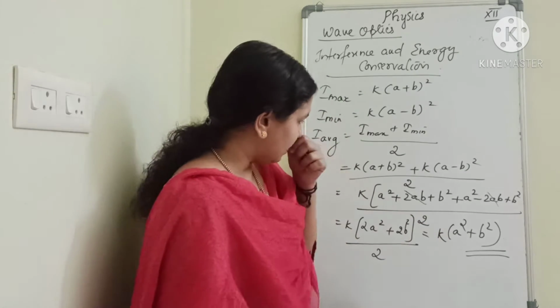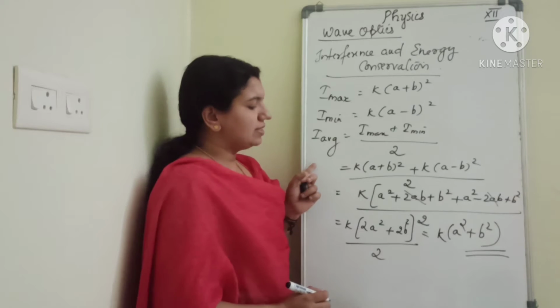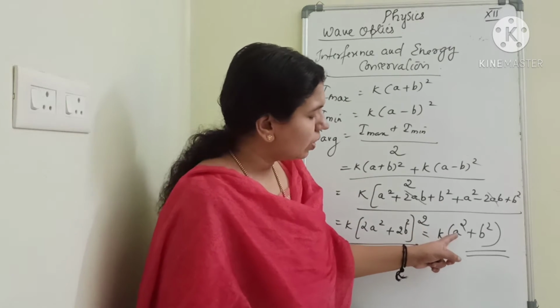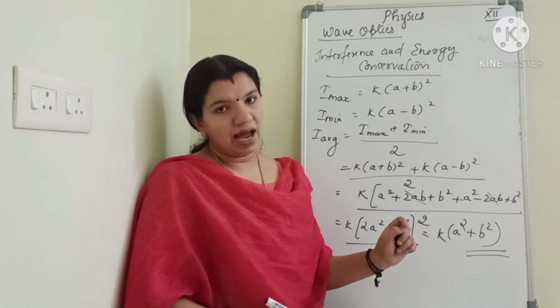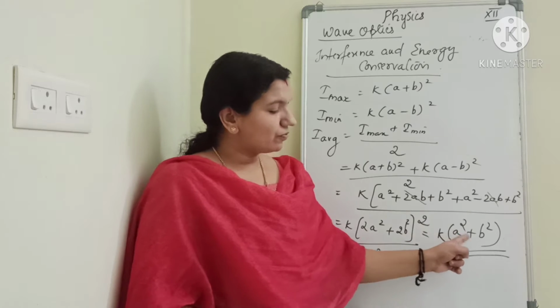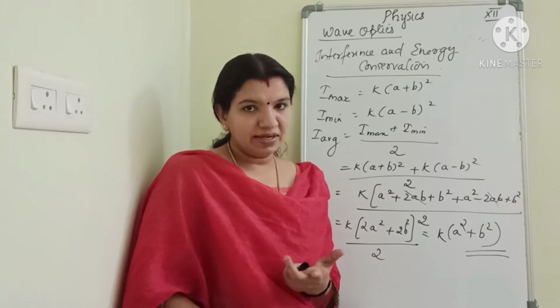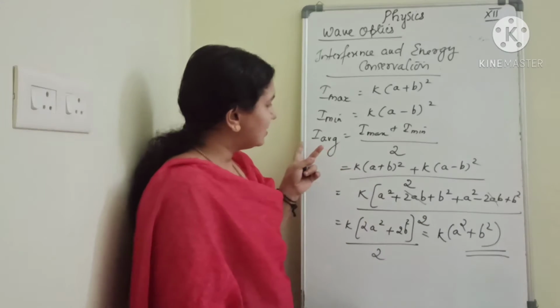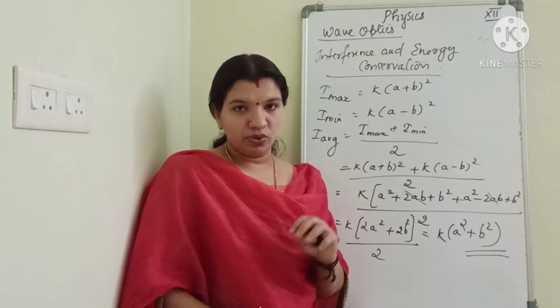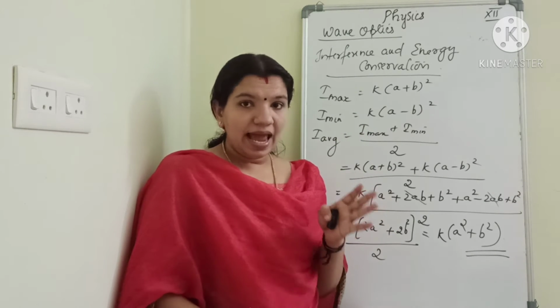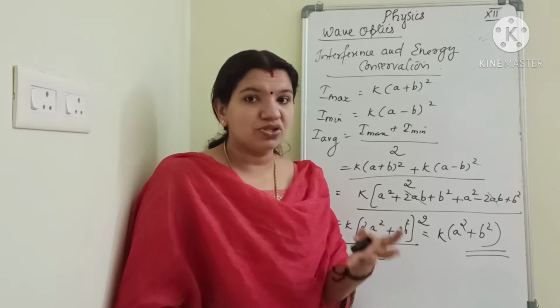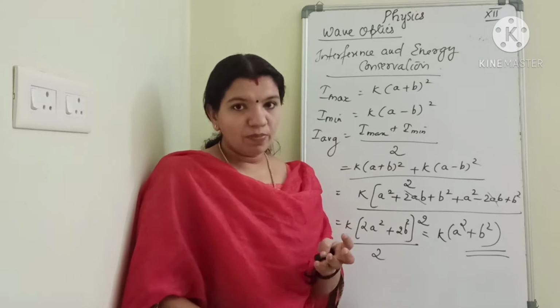So what does it mean? That is, the average intensity is equal to K into the sum of the squares of the amplitudes. So what does it mean? Actually, the intensity is simply redistributed. How? Intensity is a form of energy, right?